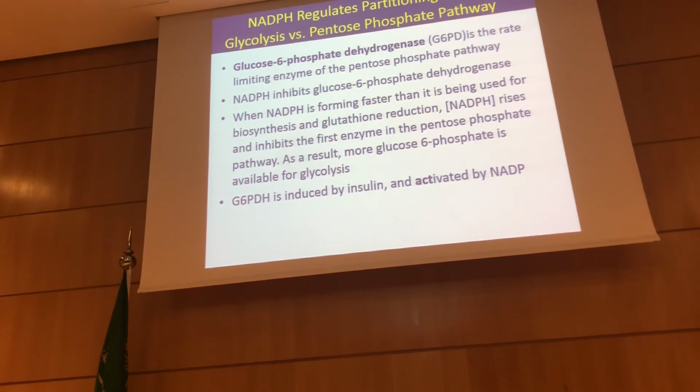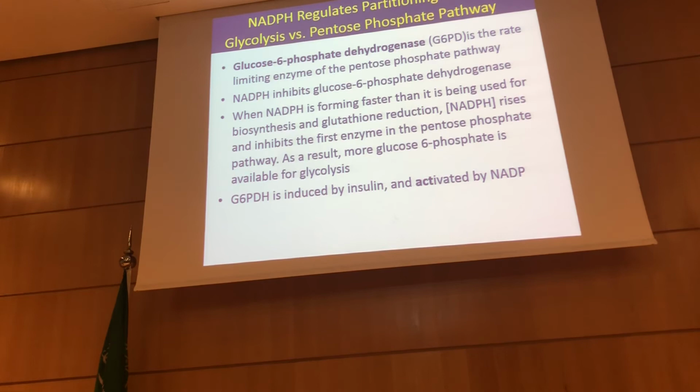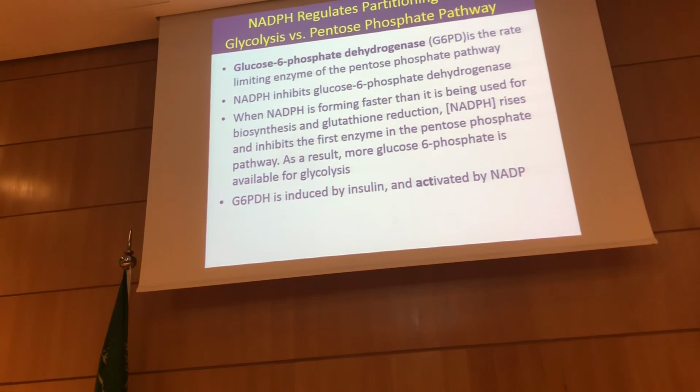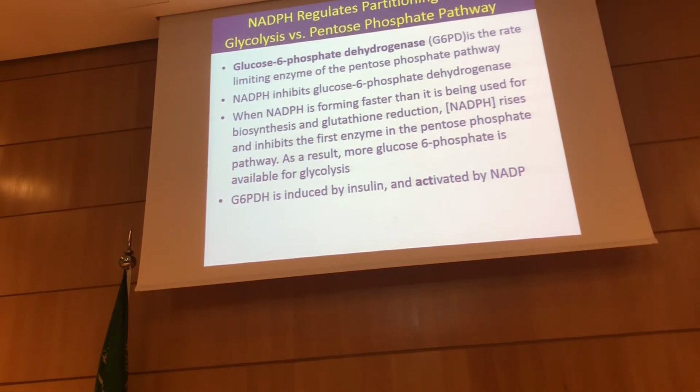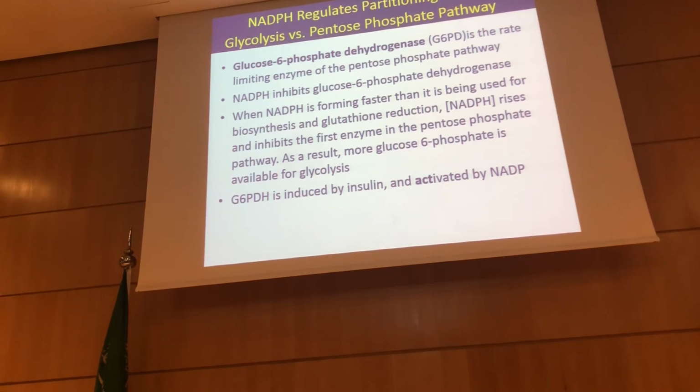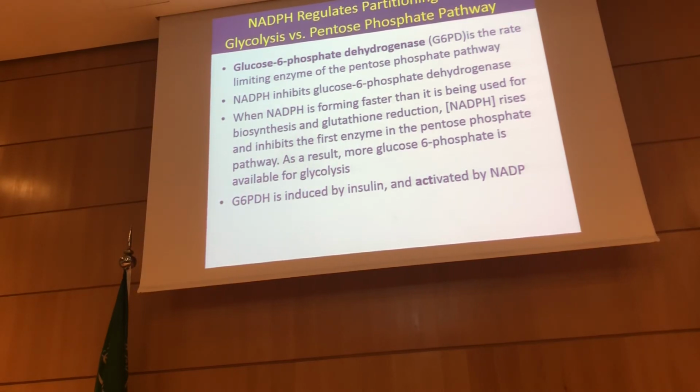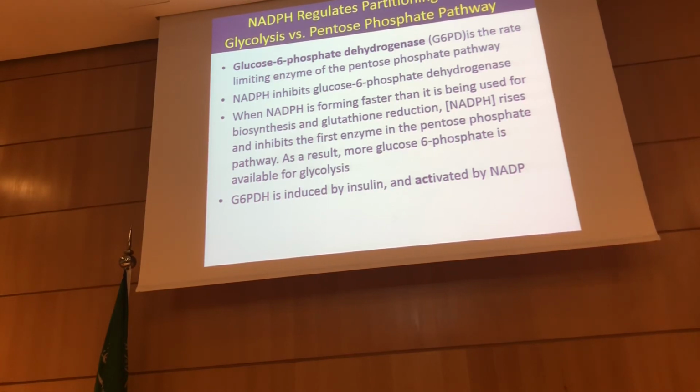As a result, what will happen when you inhibit the enzyme? Which substrate will accumulate? Glucose 6-phosphate. And the glucose 6-phosphate will be used for glycolysis. So you will have enough glucose 6-phosphate, so production of energy.